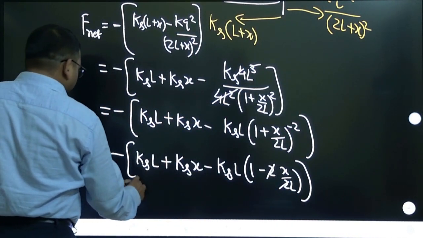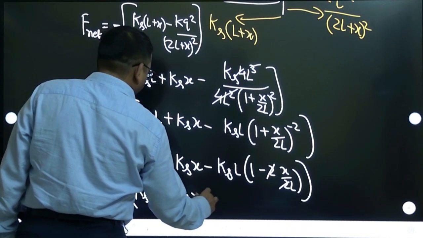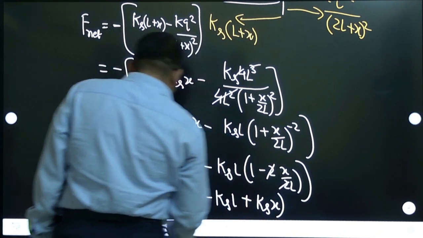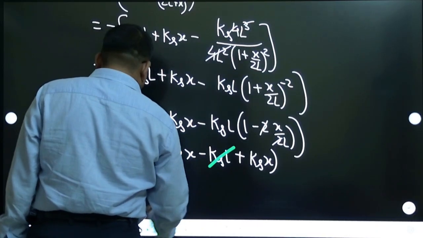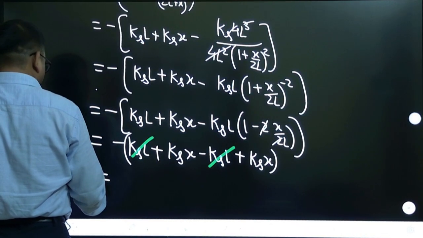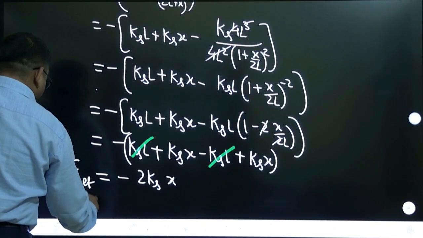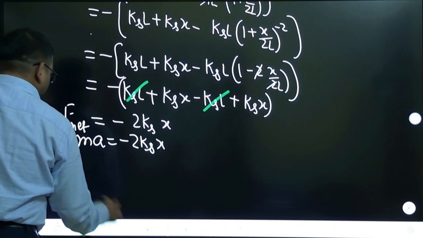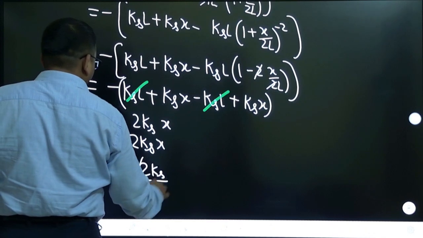Now open the bracket. So minus KsL plus Ksx minus KsL plus Ksx. So what do you find from here? You find simply that this term KsL got cancelled, and you got net force as minus 2Ks into x. Now force is mass into acceleration, so mass into acceleration is minus 2Ks into x. And once you have this, you can get acceleration equal to minus 2Ks by m times x.